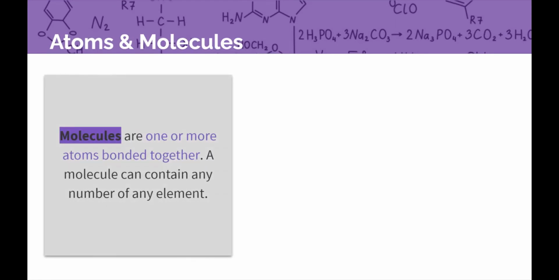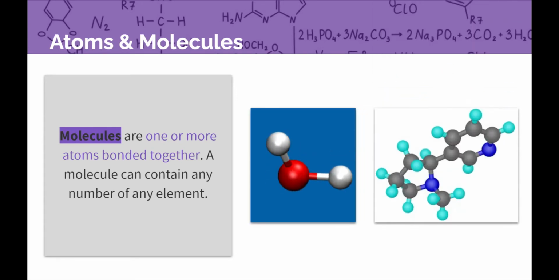Molecules are when you have one or more atoms that are chemically bonded together. A molecule can contain any number of any element. Here are a couple of examples. The molecule on the left is a water molecule. The red atom is an oxygen atom, and the two white atoms are hydrogen atoms, and those bars in between represent the bonds that hold those atoms together. On the right side, we have a much more complex molecule, likely containing carbon, oxygen, and hydrogen.